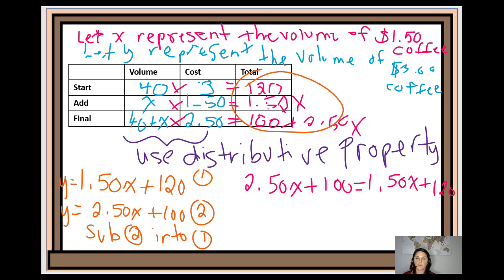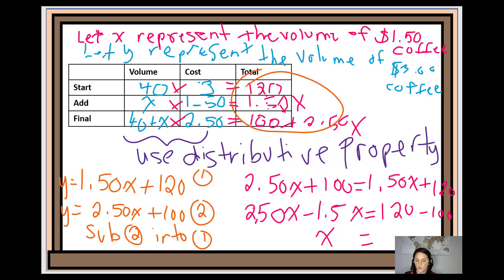I'm going to subtract 150x from both sides and bring that to the left. Then I'm going to subtract 100 from both sides and bring that 100 to the right. So 250x minus 150x is just 100x. So x equals 120 minus 100, which is 20. So x equals 20.